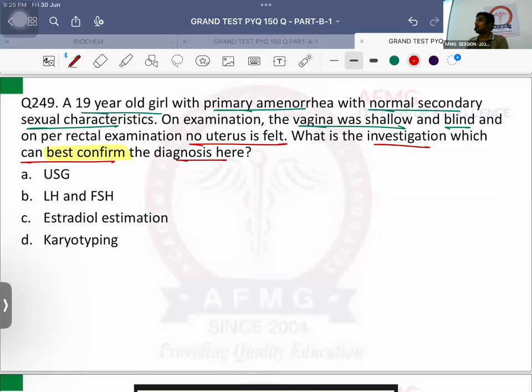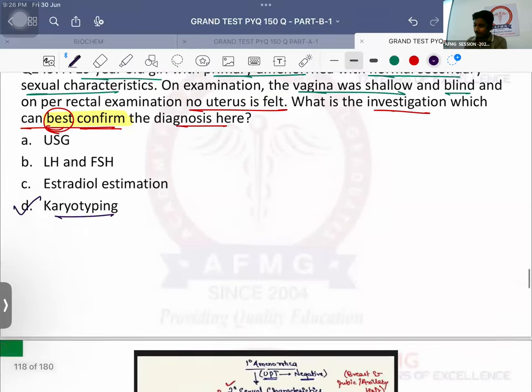So now if they would have asked, which is the investigation to be done? Definitely uterus is absent, so I would like to check if uterus is really absent or not. Therefore, I should have gone for ultrasound. But they have asked not the best, next best one. They have asked the overall best one to confirm my diagnosis over here. And therefore, the investigation of choice is karyotyping.